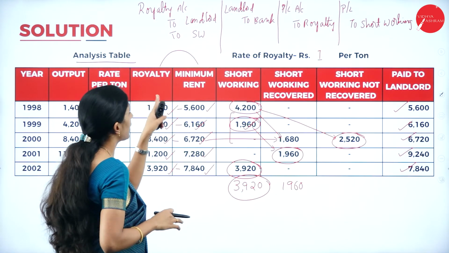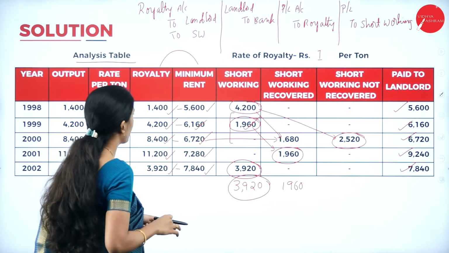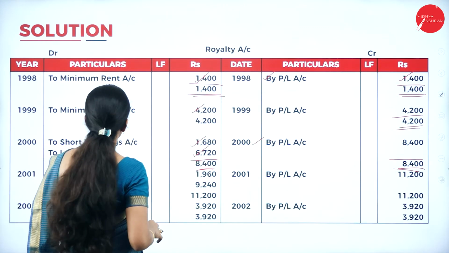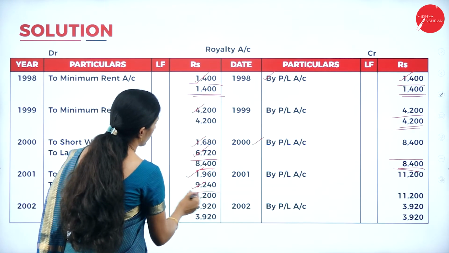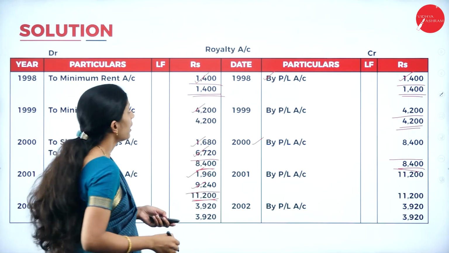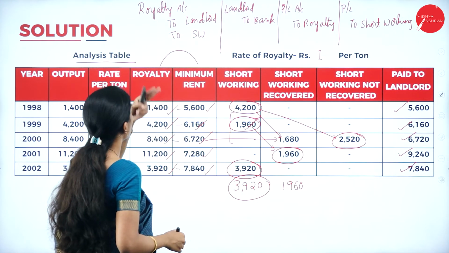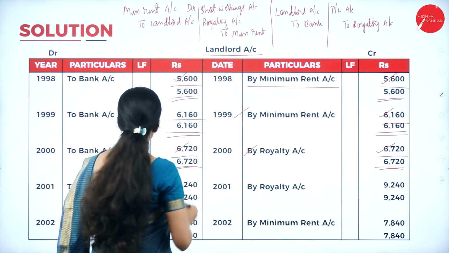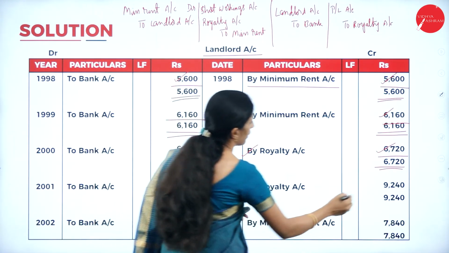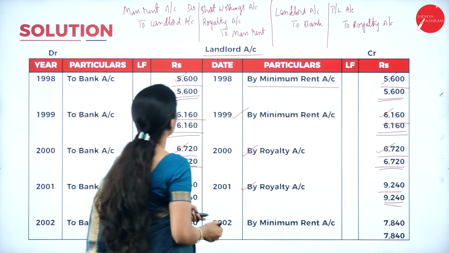In royalty you will write it as to landlord, to short workings. So in royalty account, to short workings, to landlord. So the total is 11,200. So in landlord account, how do you write? By royalty. So in landlord, you will write it as by royalty 9,240.